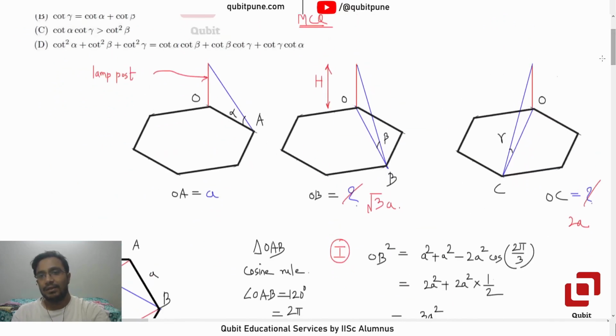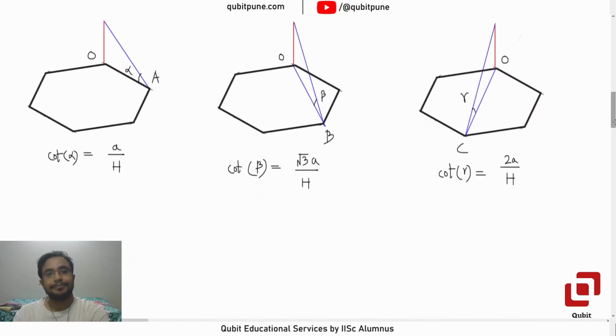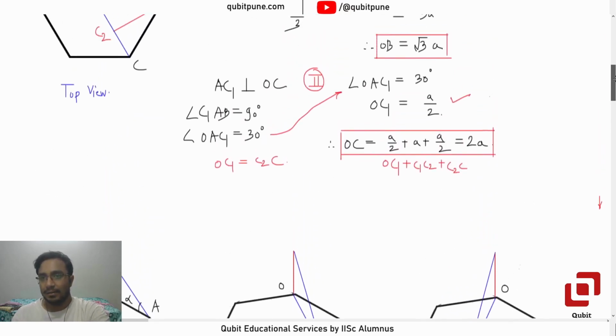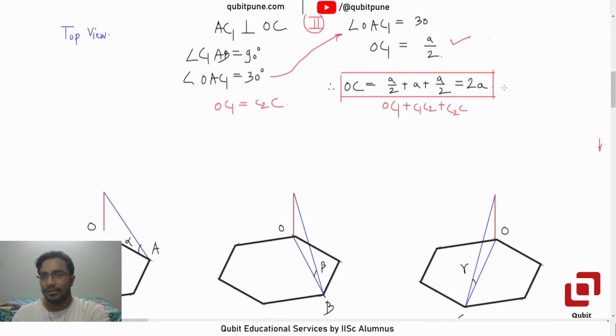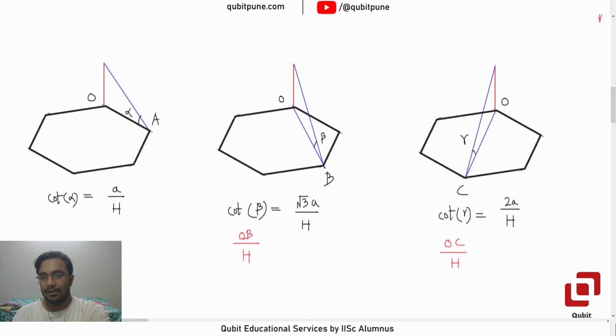Now we have everything ready with us to find the cotangents of alpha, beta and gamma. So let's do that. First cot alpha, remember it is adjacent upon opposite. Usually we deal with tan, which is opposite upon adjacent, but now it is adjacent upon opposite. So cot alpha will be A by H. For cot beta, it is OB upon the height of the pole, and cot gamma is OC upon the height of the pole. OB is root 3A, and OC is 2A.